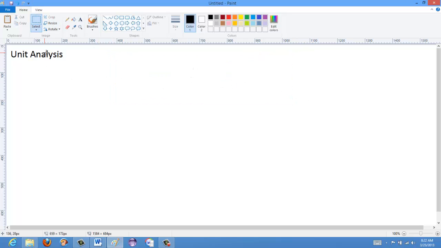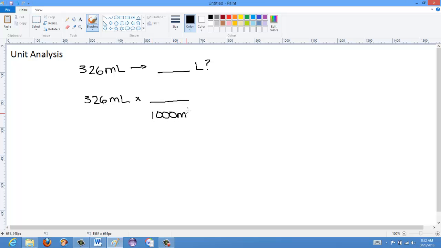And we can take advantage of this fact by looking at where units come from and related rates of units. So let's say, for instance, I wanted to do 326 milliliters, and I wanted to find out how many liters were in there. Well, what I could do is start off with my 326 milliliters, and multiply it by a rate. So I'm going to say there's 1,000 milliliters in 1 liter.